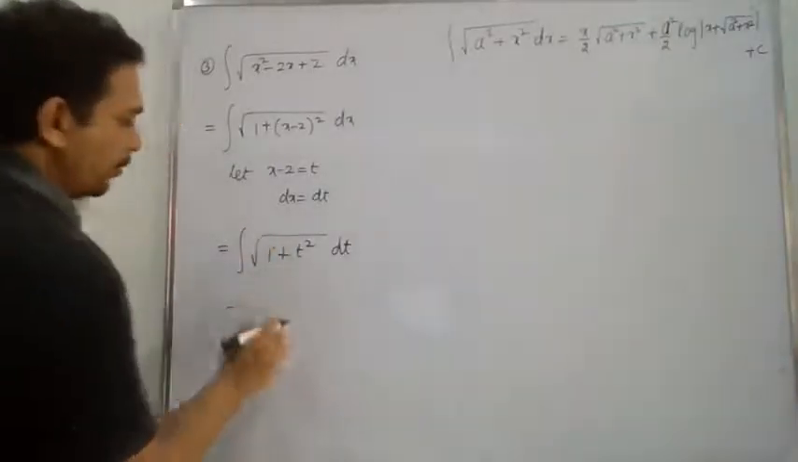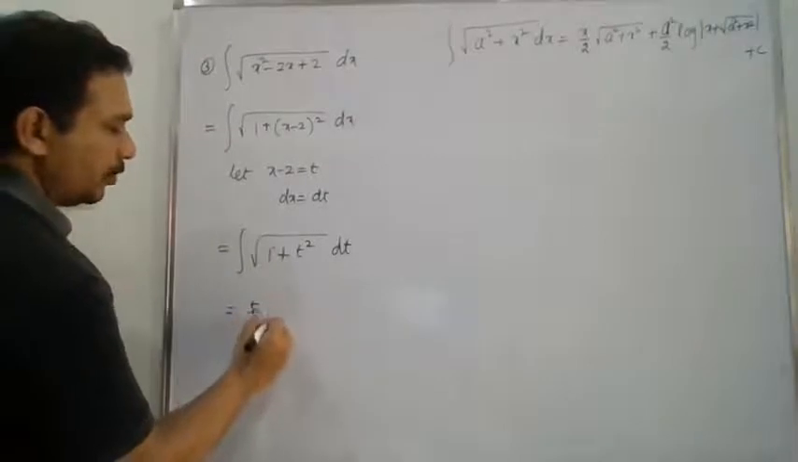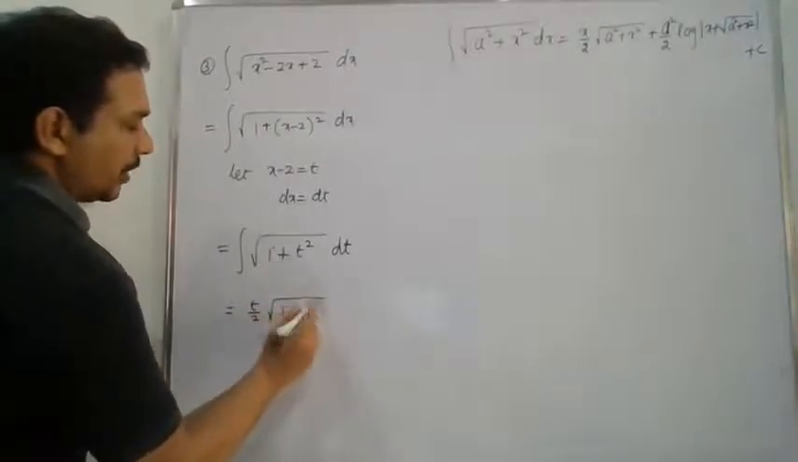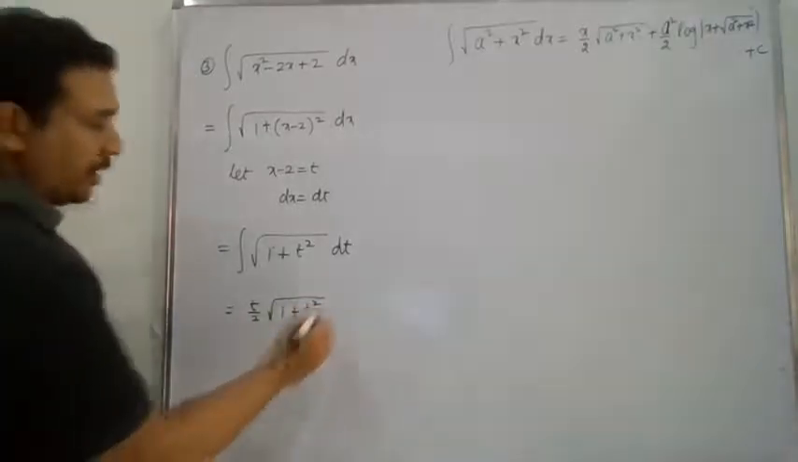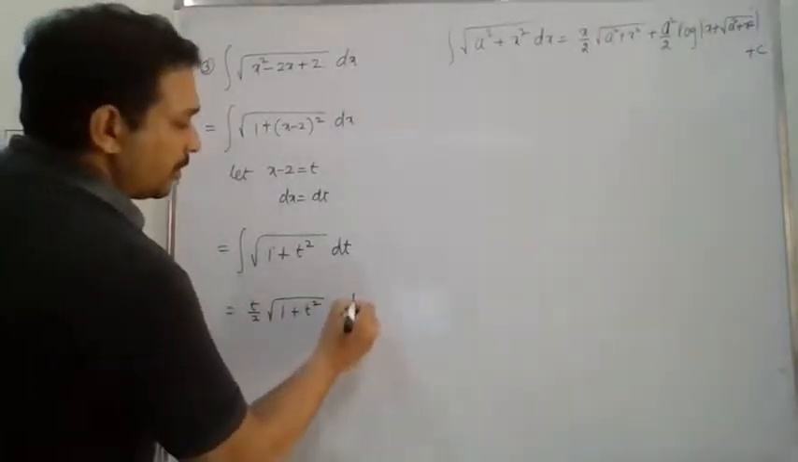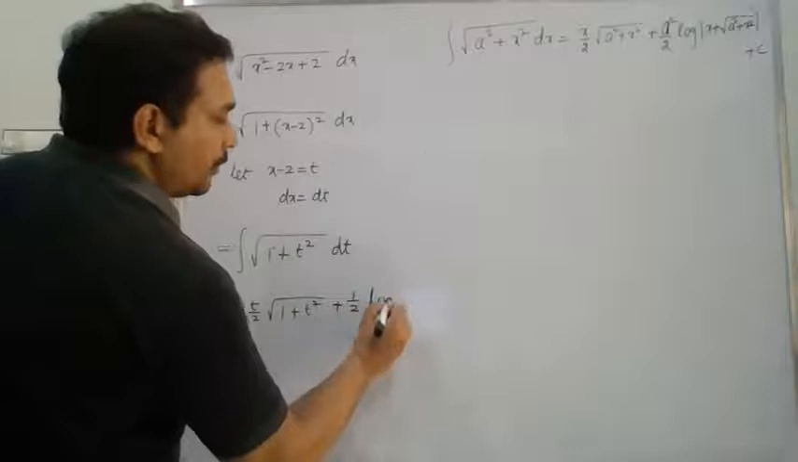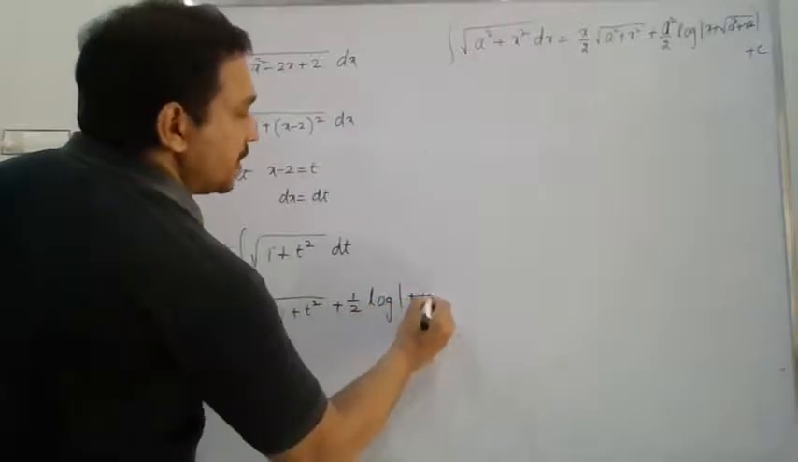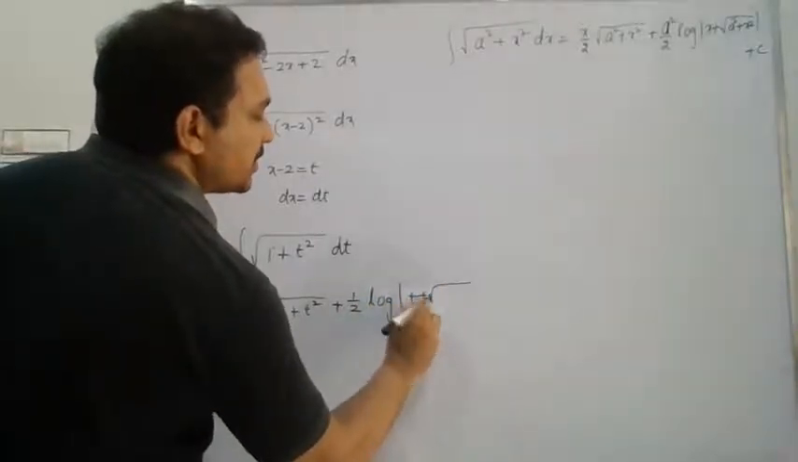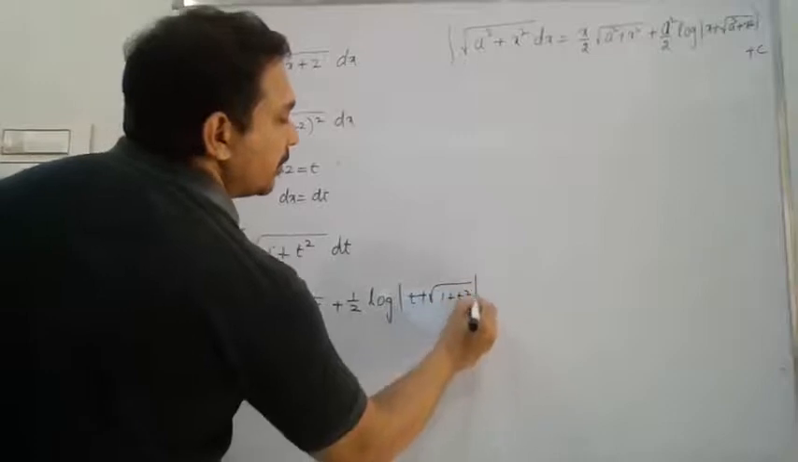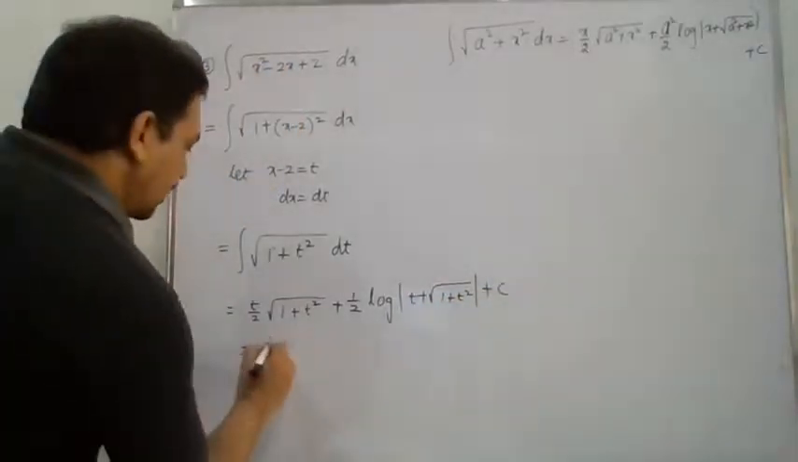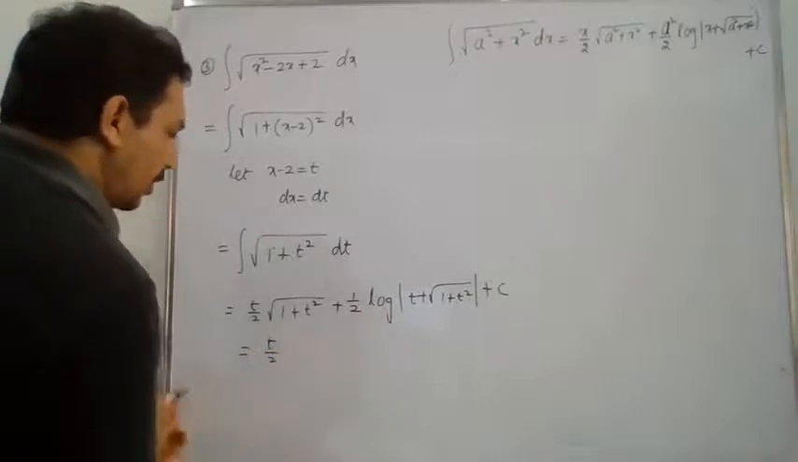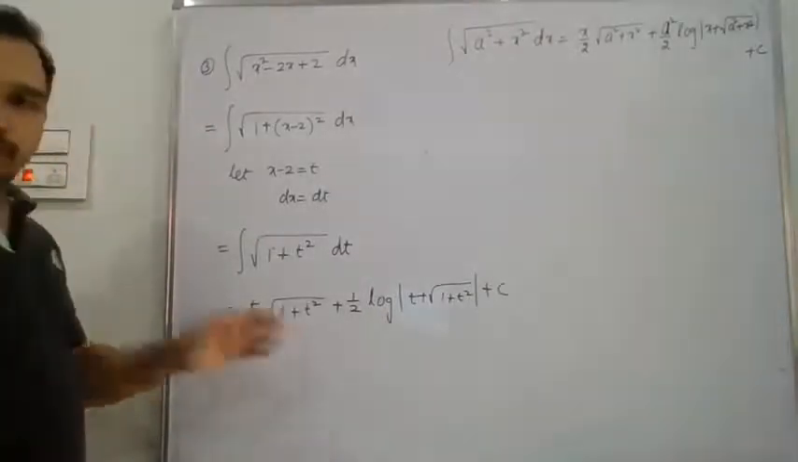So answer will be what? t by 2 into square root of a square plus x square, means 1 square plus t square, plus a square by 2. a square is 1. 1 by 2 into log of mod t plus square root of 1 plus t square plus constant. Clear? So this is t by 2 into square root of. So we'll do directly the substitution of t value.